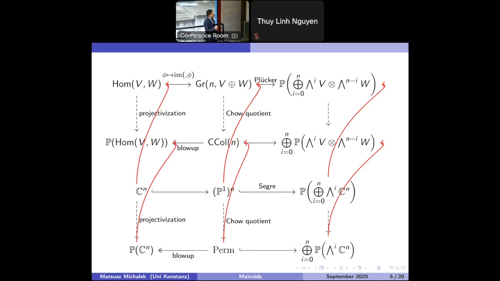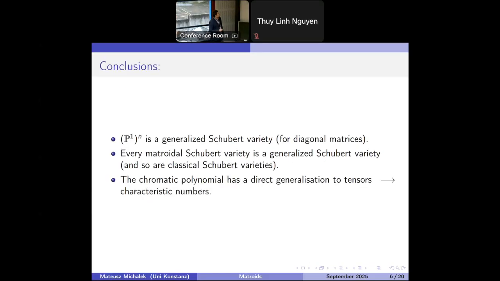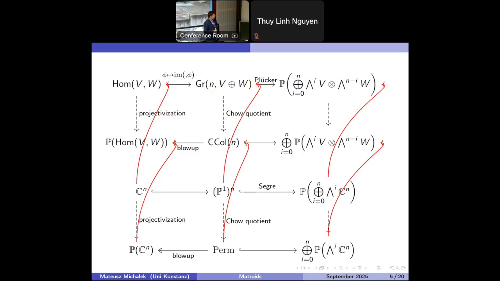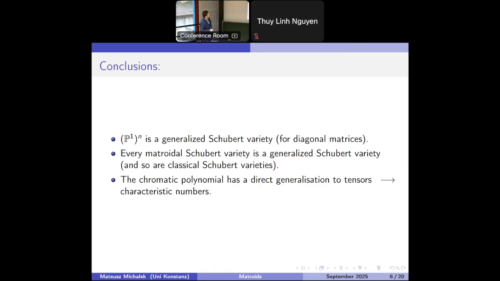Okay, we continue. As I was saying, the conclusion from this diagram is that this matroid picture, in particular P1 to the n, is a generalized Schubert variety for diagonal matrices. But you can do the same if you take a linear subspace in this C^n, and then the closure in P1 to the n will be the same as if you embedded it to the space of n by n matrices and closed it in the Grassmannian, which means that every matroidal Schubert variety is a generalized Schubert variety.